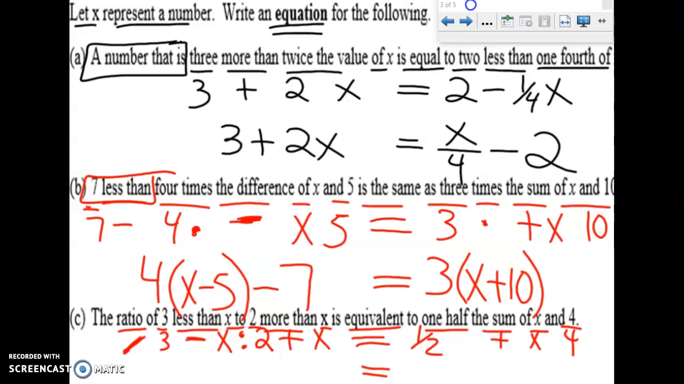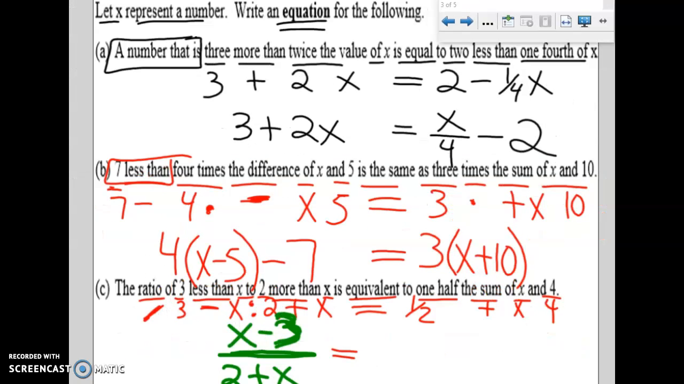I'm going to go to a different color because this is all blending in. A ratio is a fraction, so a top and a bottom. The first thing they tell us is 3 less than x, so I'm going to put x minus 3. 3 less than x. I apologize for how small this is. And then it's going to be 2 more than x, so 2 plus x is how we would write that out.